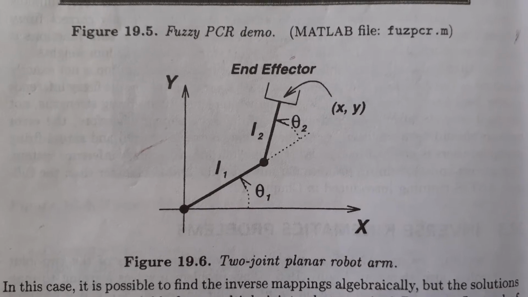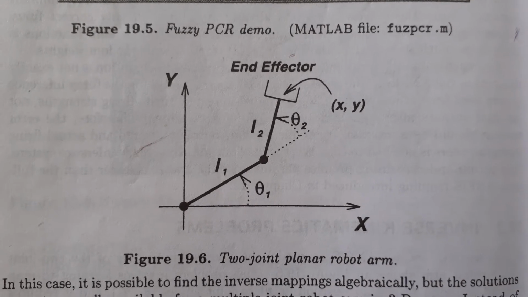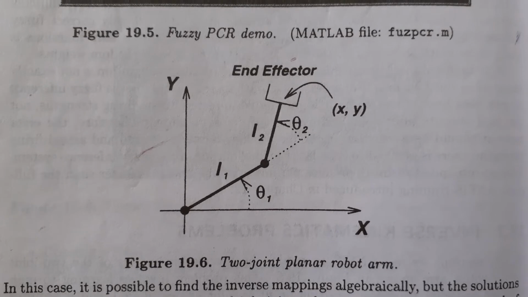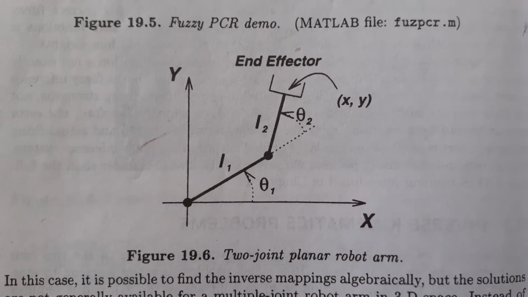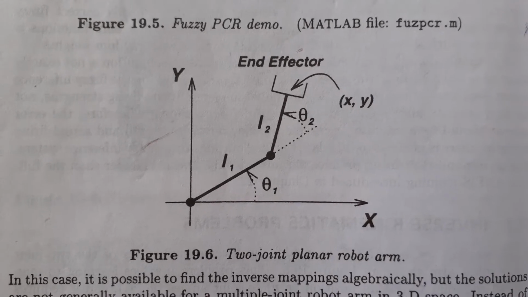and it requires that the end effector, that is the hand, be able to follow the reference signal without being given the joint angles.